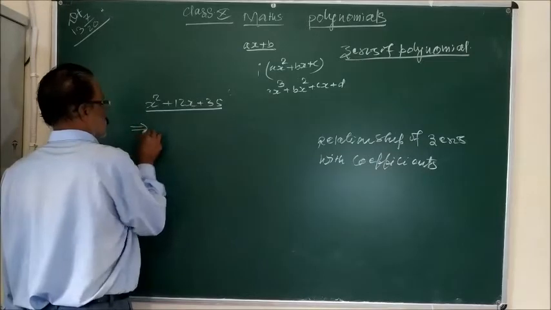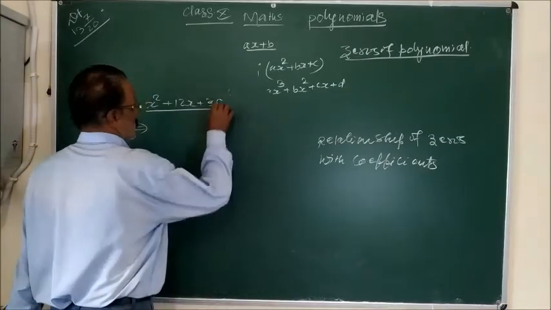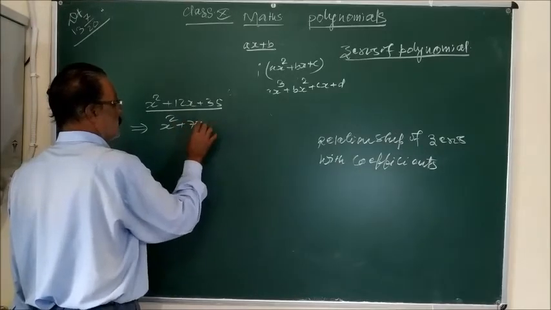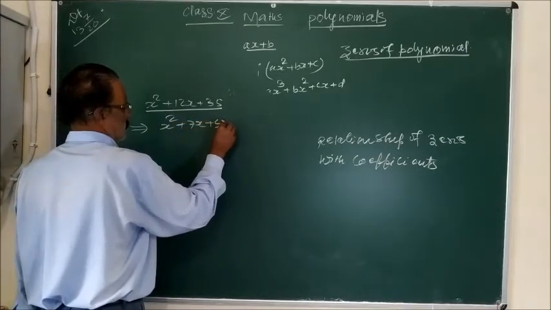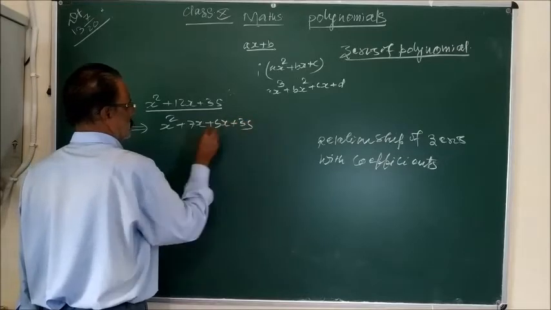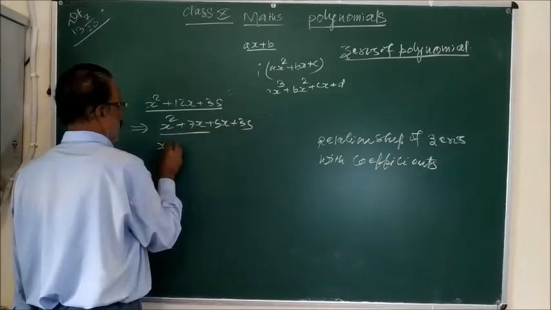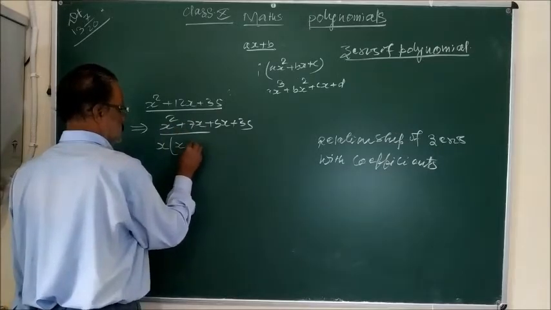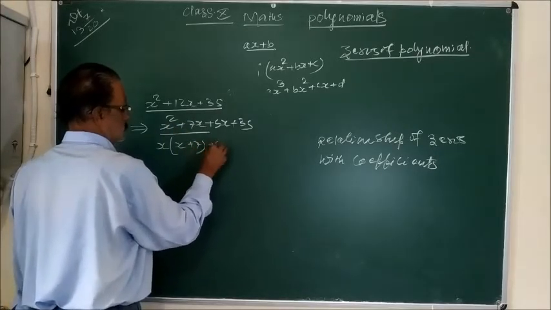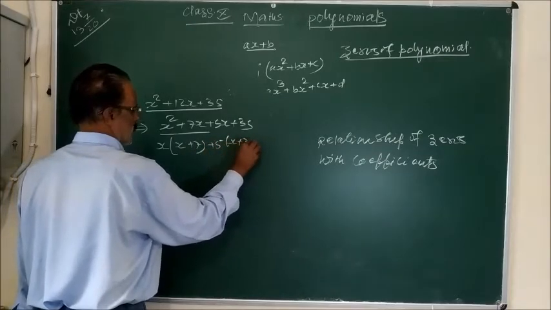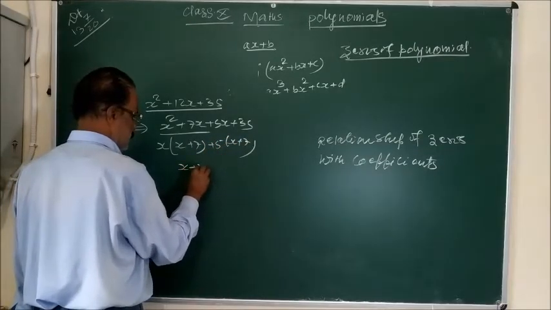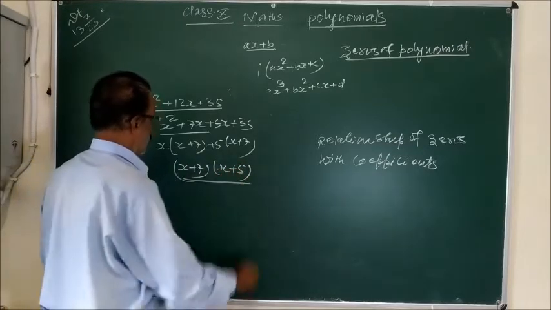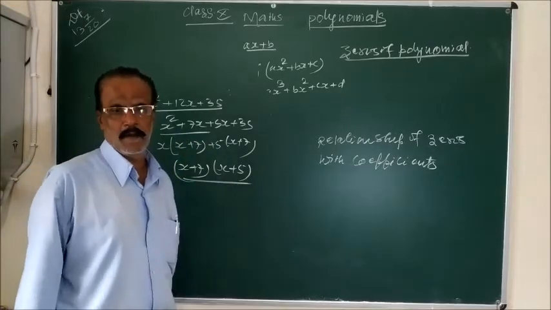So now we factorize the given polynomial. You have learned factorization in class 7 and 9 also. Split 12x as 7x plus 5x, with 35. Now you take x common in the first two terms, so x into x plus 7, and here 5 is common, 5 into x plus 7. Now you see x plus 7 and x plus 5. These are the factorization of this given polynomial.